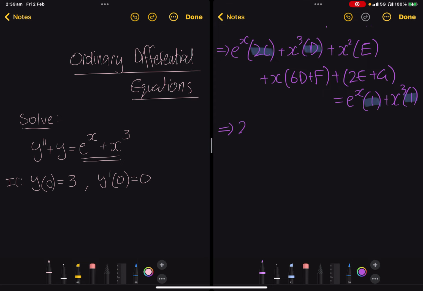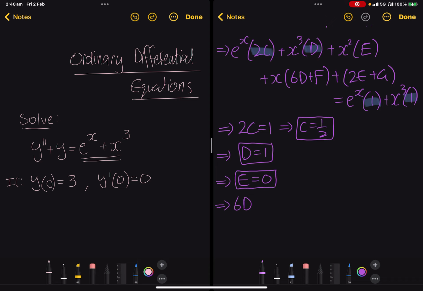We get that 2c is equal to 1. This implies c is equal to 1/2. So we found the value for c. We get d is equal to 1. So this has found the value for d. We get e is equal to 0. This has found the value for e. We get 6d plus f is equal to 0. This means f is minus 6d. Given that d is 1, this means f is minus 6.